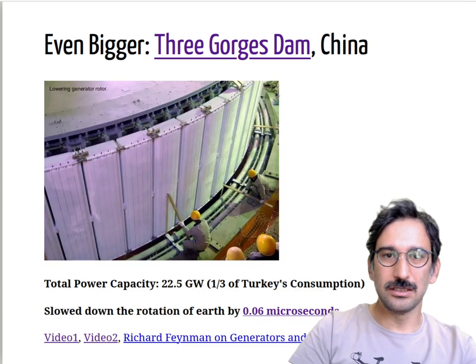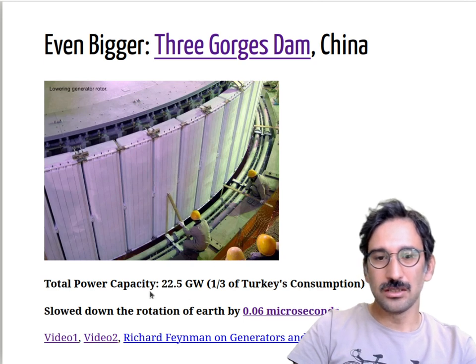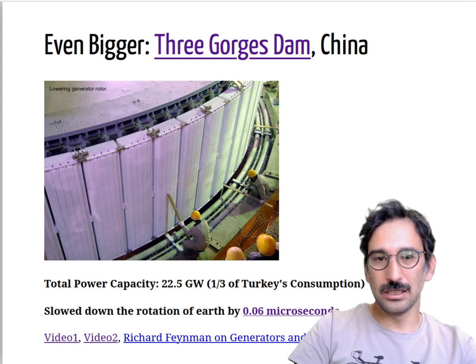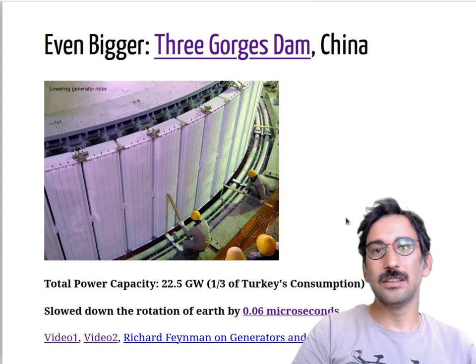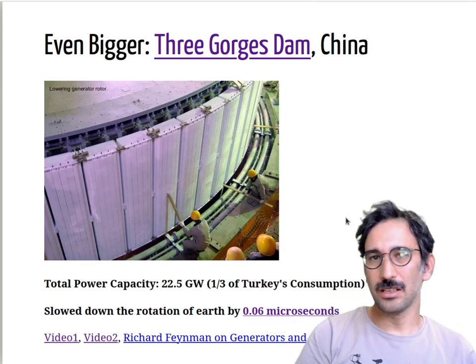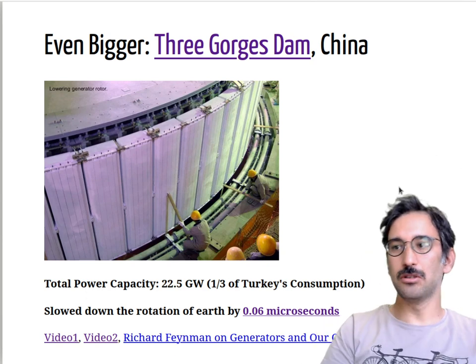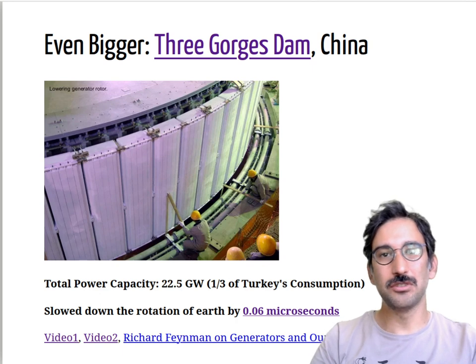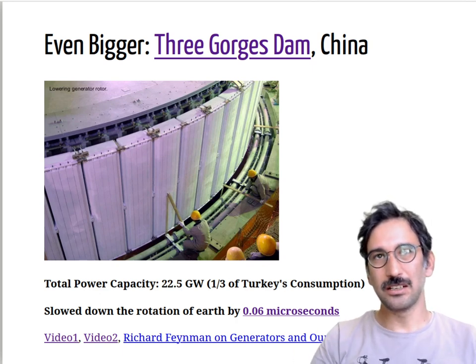Okay, but there's an even bigger one, that one. So that is the Three Gorges Dam in China. That dam itself is producing 22.5 gigawatts, so it's like one third of Turkey's consumption. And here you see the workers trying to put it in place. Due to the water held in that dam, the rotational inertia of the earth increased, and that caused the earth's rotation to slow down by 0.06 microseconds because of the increased inertia.